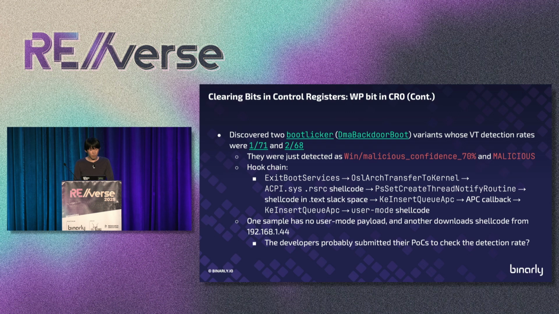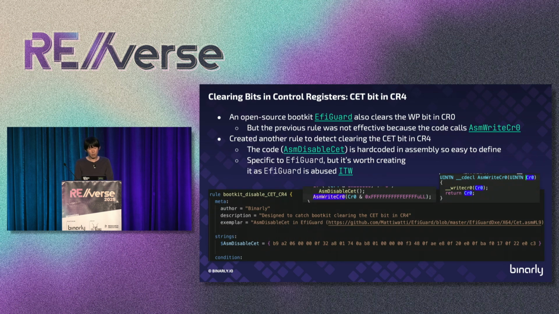One sample has no user mode payload. Another downloads shellcode from a local IP. So we think they were just POCs under development. By the way, another open source bootkit, EFI Guard, also clears the WP bit in CR0.